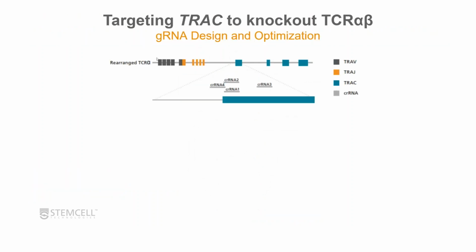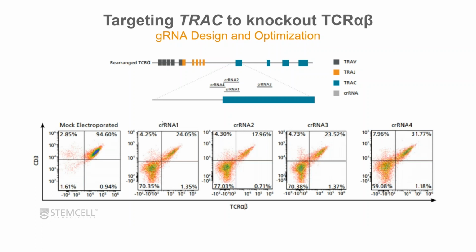And so this is what the TCR alpha locus looks like, and we targeted exon 1, shown here. We designed 4 different CRISPR RNAs, or targeting portions of the guide RNA, to see which one performed best at this locus. To test this, we either mock electroporated the T cells, which express high levels of CD3 and TCR alpha beta, as expected, or we electroporated the T cells with RNP complexes comprising CRISPR RNAs 1 through 4.